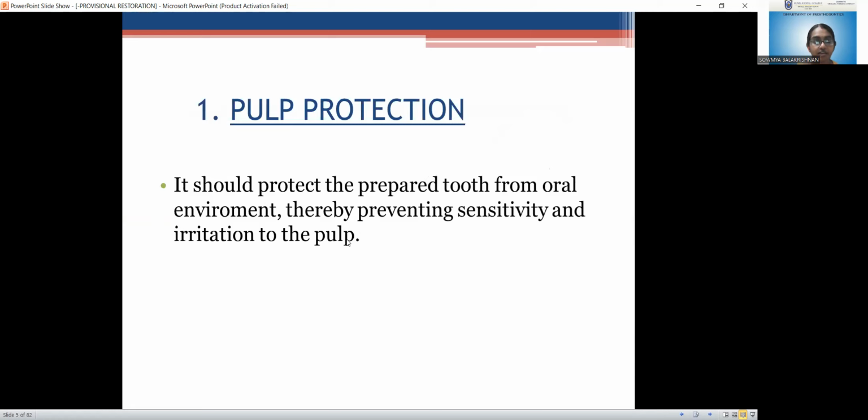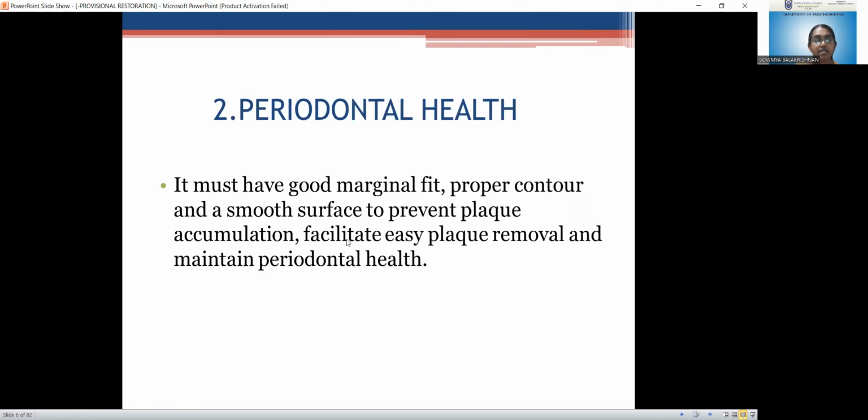Coming to the first factor, pulp protection: the provisional restoration we are giving should protect the prepared tooth by preventing sensitivity and irritation to the pulp. And the next factor is periodontal health. That means the provisional restoration should have a good marginal fit, and its surface should be smooth so that there is no plaque accumulation, it facilitates easy plaque removal, and maintains the periodontal health.